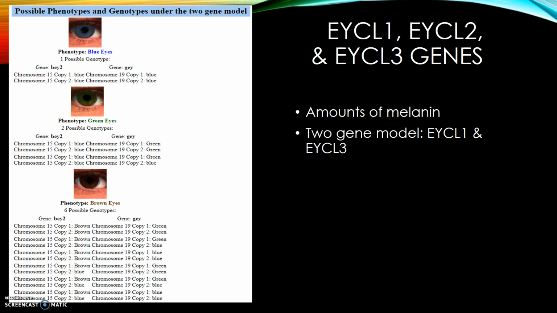So clearly, there are some variations, as we saw with the OCA2 gene. However, this model is commonly used to predict what color eyes one will have, and it has a significant contribution to the inheritance of eye color.